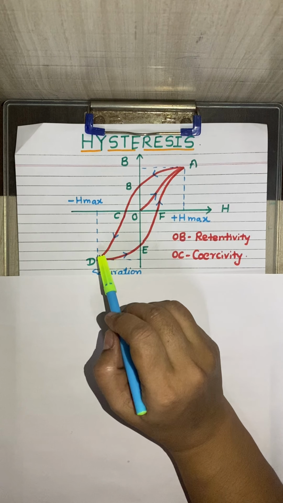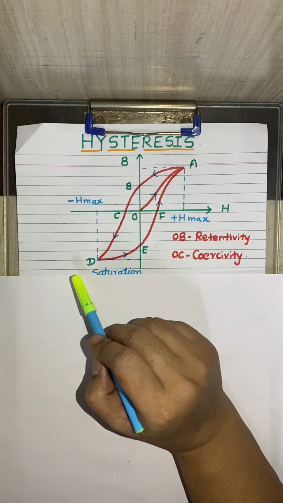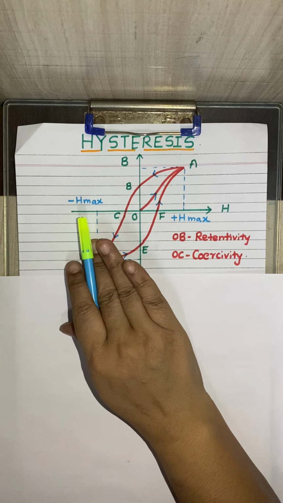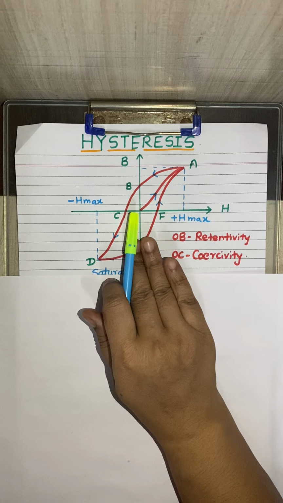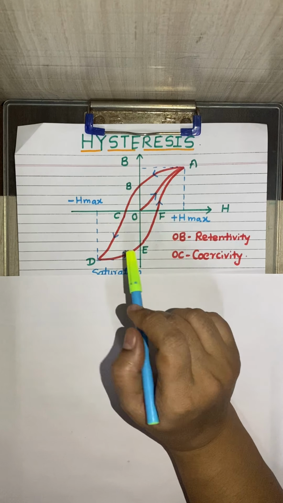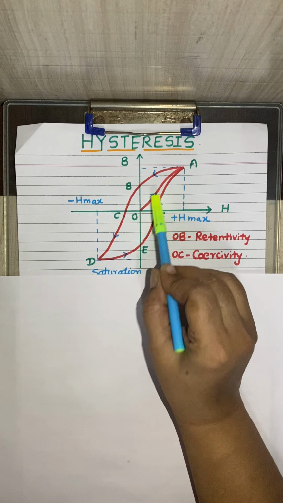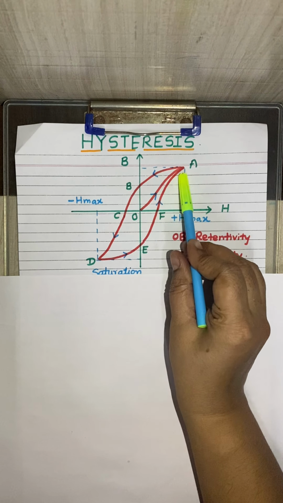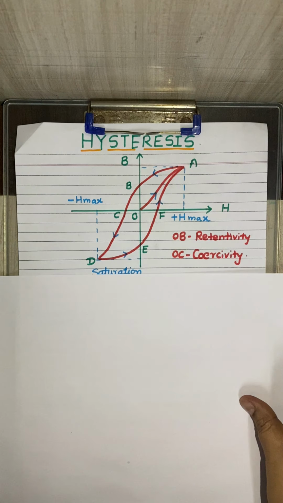Again, the saturation point D is located symmetrically to the point A. Now if H is decreased, we are moving slowly from D to E, from minus H max back toward zero. As H is decreased gradually, the point A is reached after going through the path D, E, F, A.